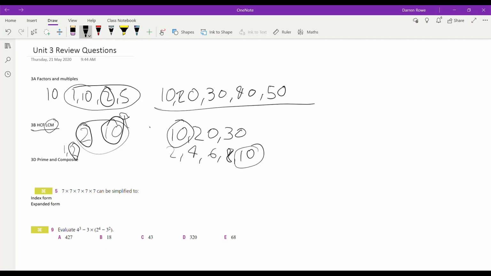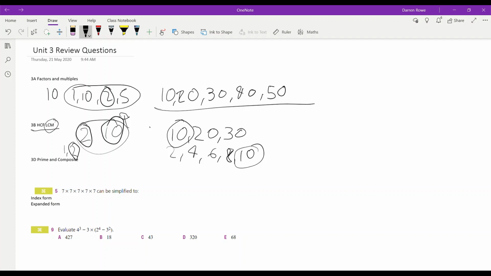So there's that. Now we've got 3D, which is prime and composite. Now that links with these. I didn't factor these announcements in when I made this video, but I'm not redoing it now. So 3D, prime and composite.